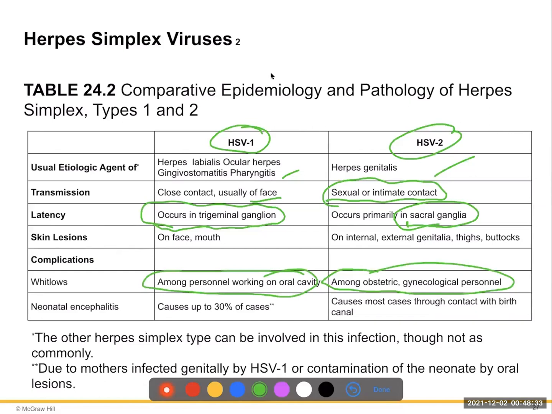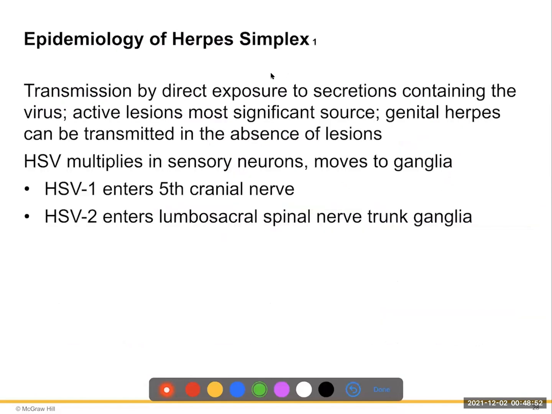Neonatal encephalitis causes up to 30% of the cases in herpes 1. It causes many cases through contact with the birth canal. If the mother is positive for herpes simplex 2, it can be transferred to the baby as the baby goes through the birth canal. So that's one of the reasons for a C-section, to avoid the baby going down the birth canal if the mother is positive for herpes simplex 2.